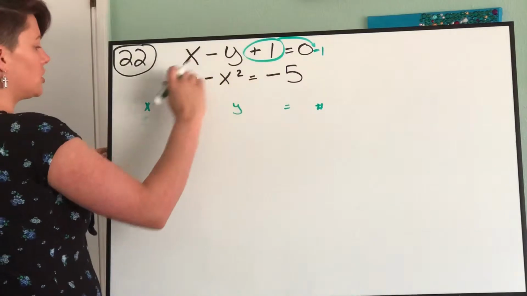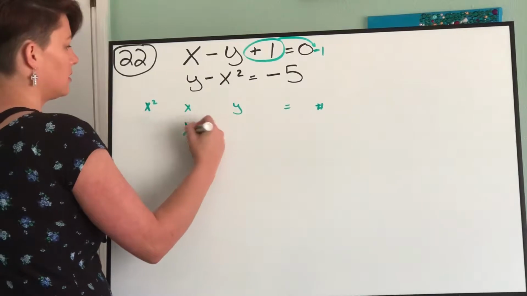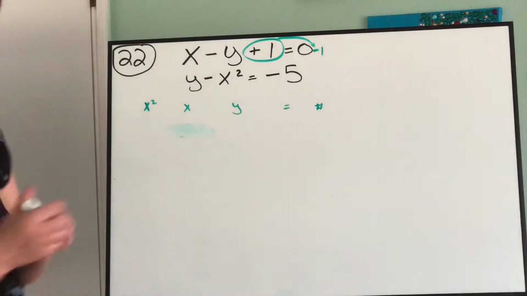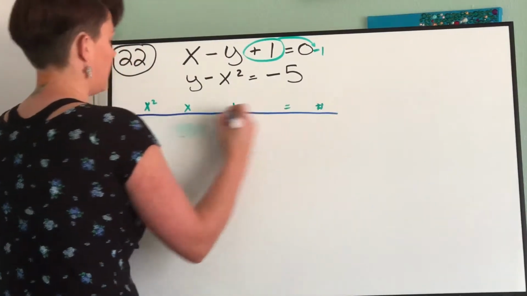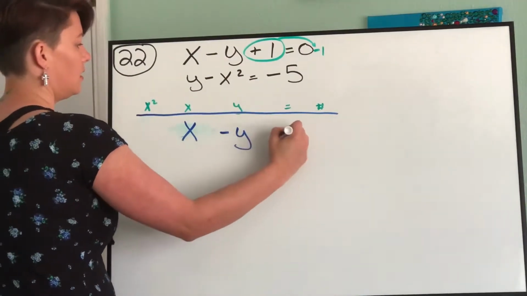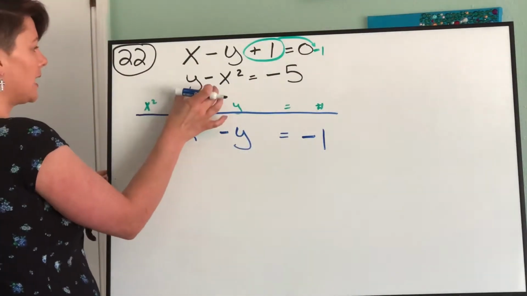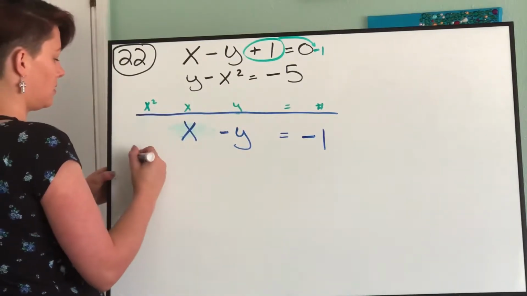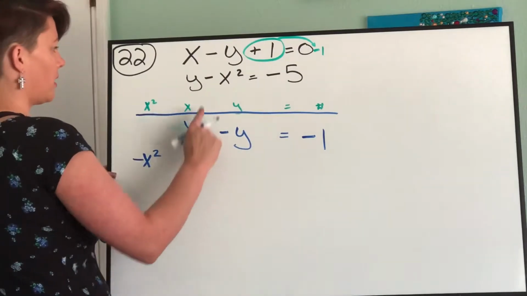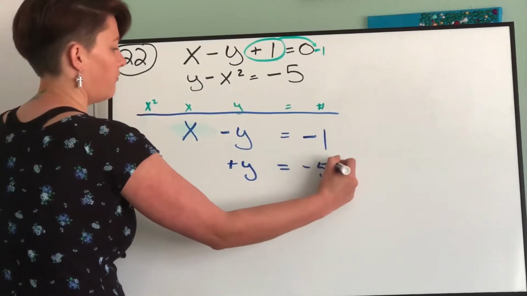For the first equation, there is no x squared, so that's no problem. And then we have x minus y equals, and we moved that 1 over there, so minus 1. For the second equation, first let's put our negative x squared. We don't have a plain x, so we'll leave that blank. And then we have positive y, and equals negative 5.